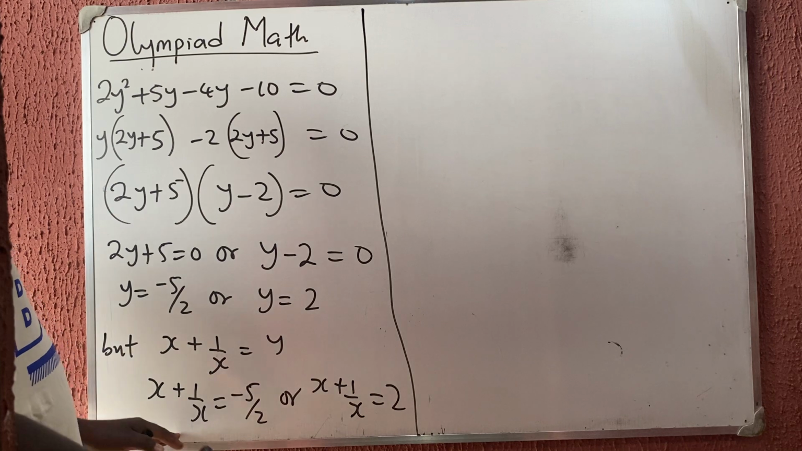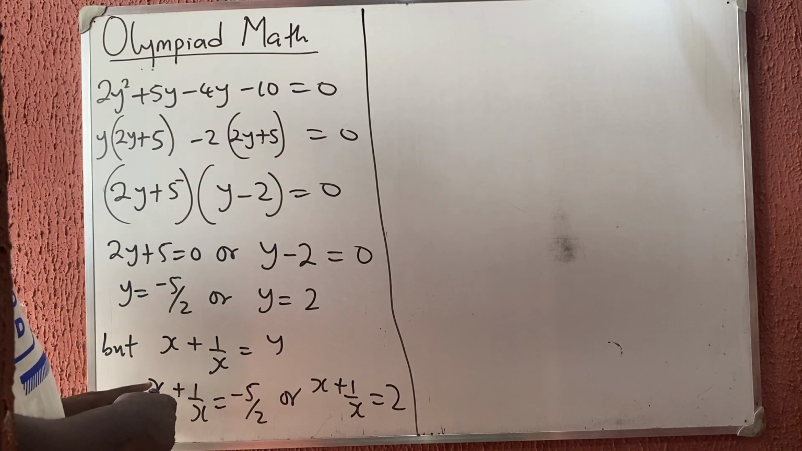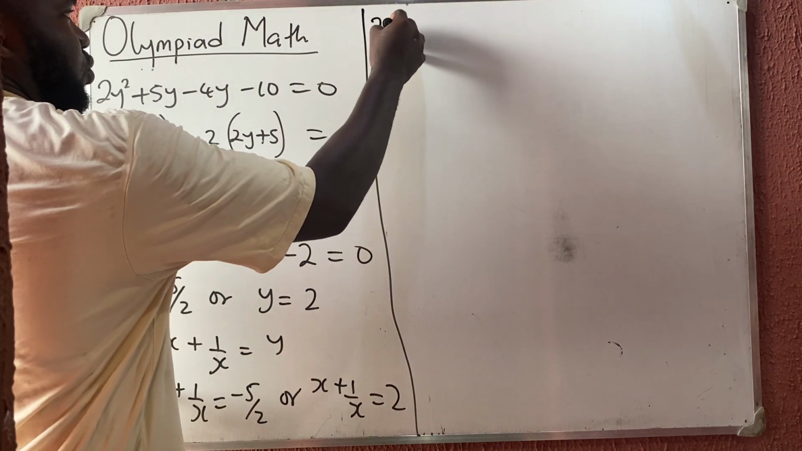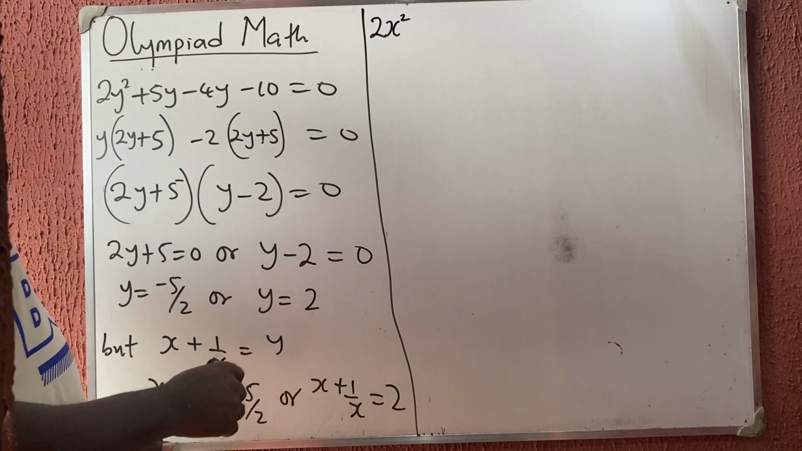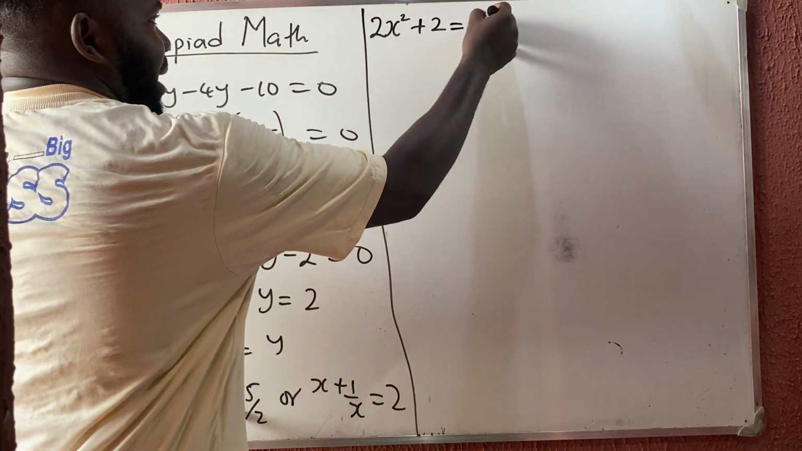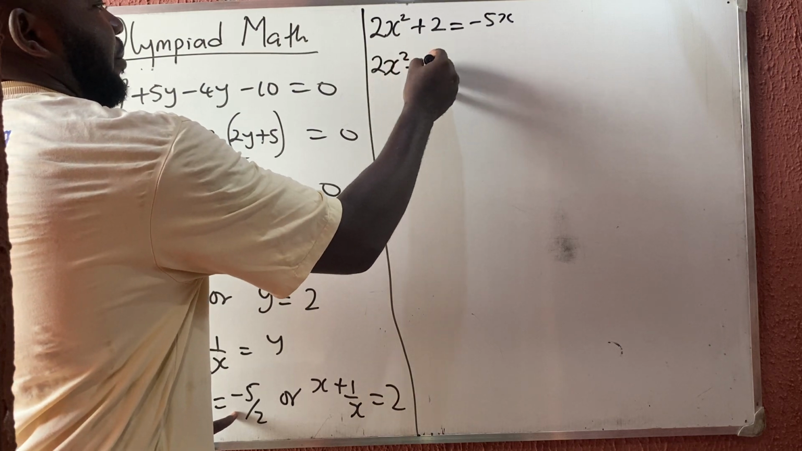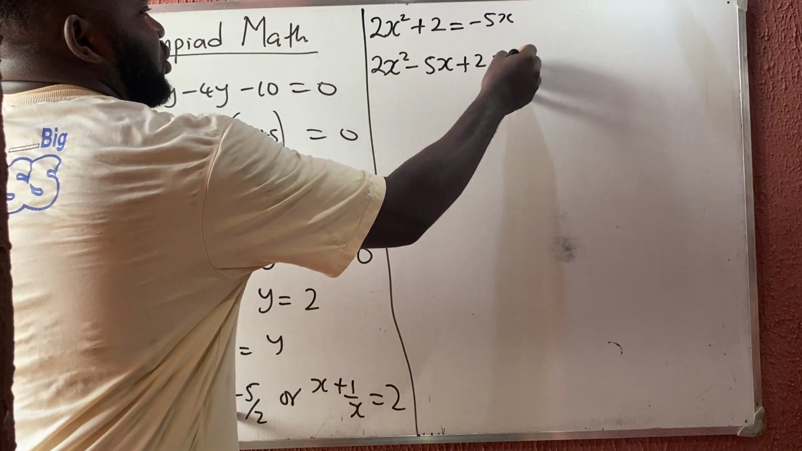So solving this first one, the LCM of everything is 2x. So I'll multiply everybody by 2x. 2x times this, I'm going to have 2x squared. 2x times this one, I'm going to have 2. 2x times this one, I'm going to have minus 5x. So this one coming here, I'm going to have 2x squared minus 5x plus 2 is equal to 0.